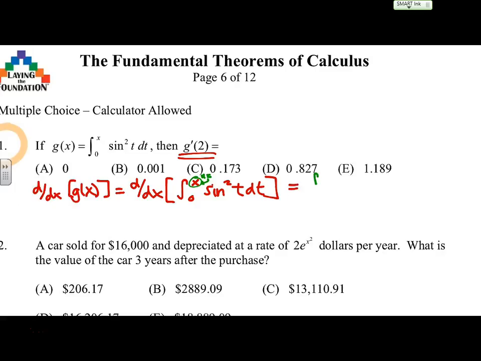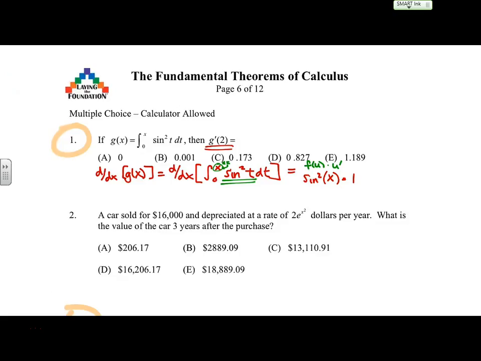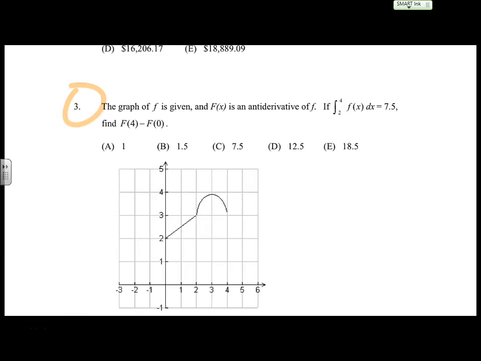F of u times u prime when you're taking a derivative. F of u times u prime, F being whoever's on the inside. So I'm going to go ahead and plug and check. So I'm going to have sine squared of who? Of x. X gets plugged in, times x prime is 1. Where am I trying to find this at? 2. So all I have to do is plug in x equals 2 into my calculator. Number 3.